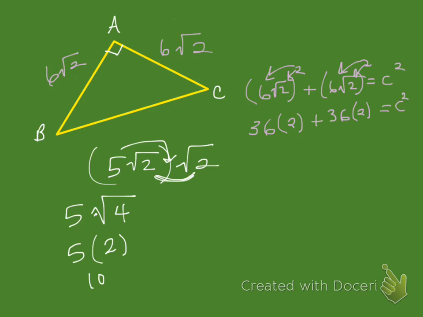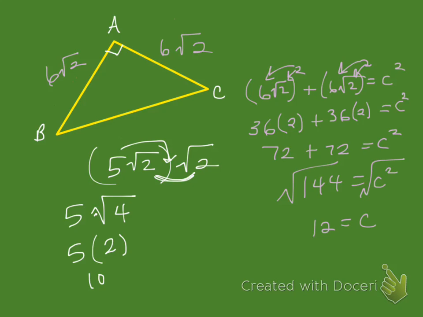36 times 2 is 72. So you have 72 plus 72 is equal to c squared. Well, 72 times 2 is 144 equals c squared. So you square root that and square root that, and you end up with 12 is equal to c. So what kind of pattern are you noticing?